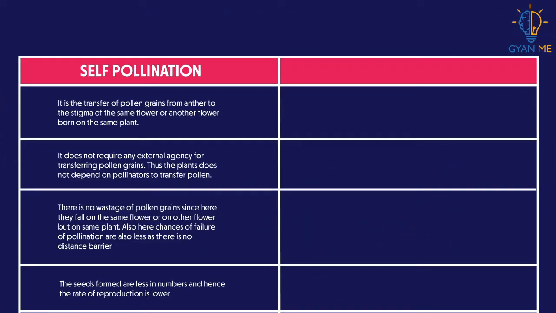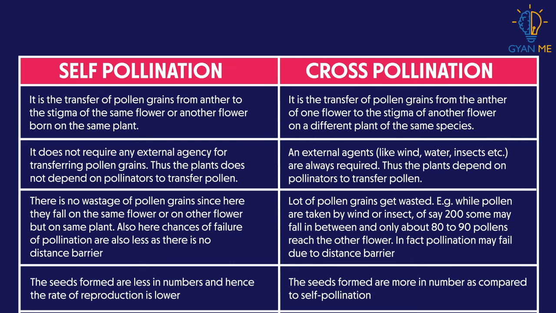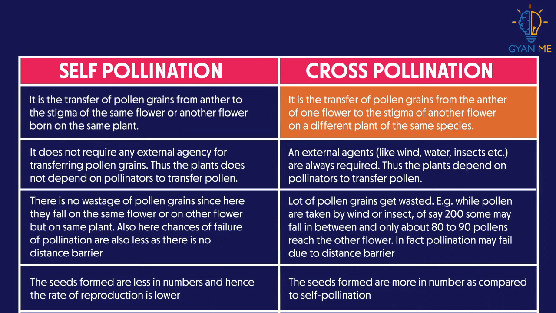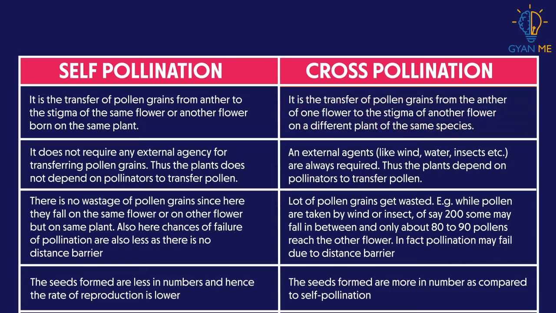So now let's quickly carry out comparative study of self-pollination and cross-pollination. The self-pollination is the transfer of pollen grains from anther to the stigma of the same flower or another flower but borne on the same plant, while the cross-pollination is the transfer of pollen grains from the anther of one flower to the stigma of another flower on the different plants but of the same species or genus.